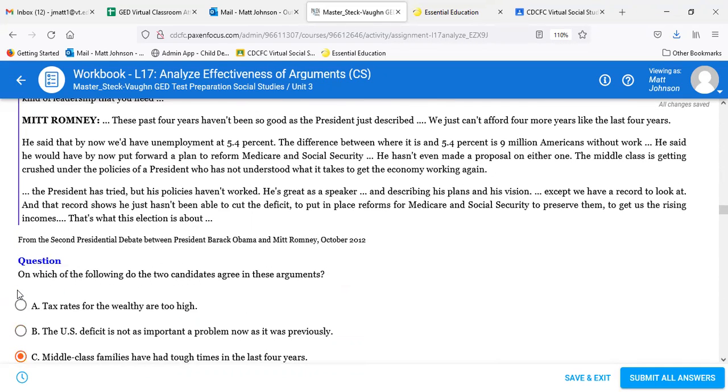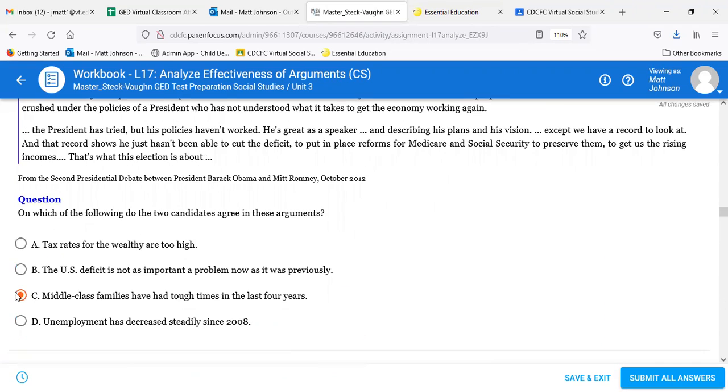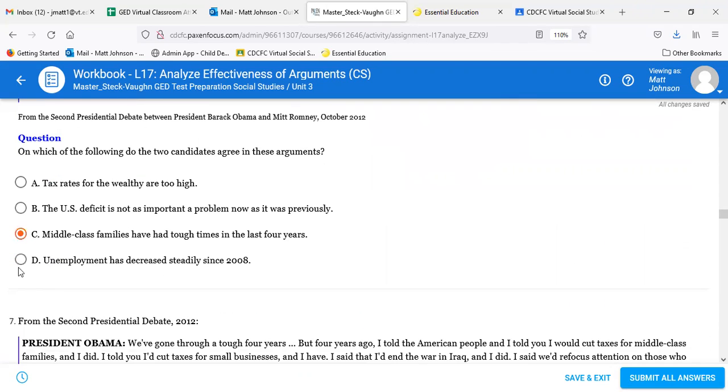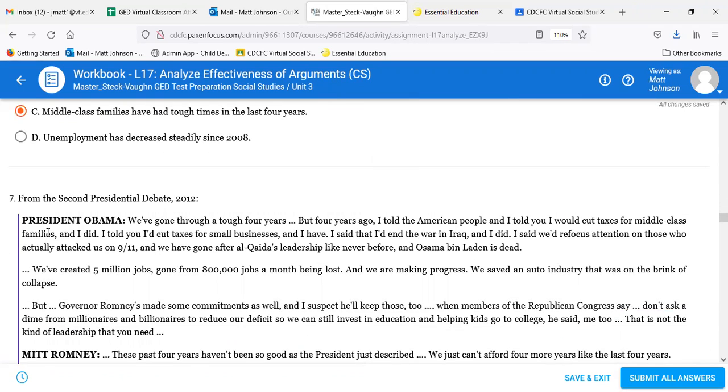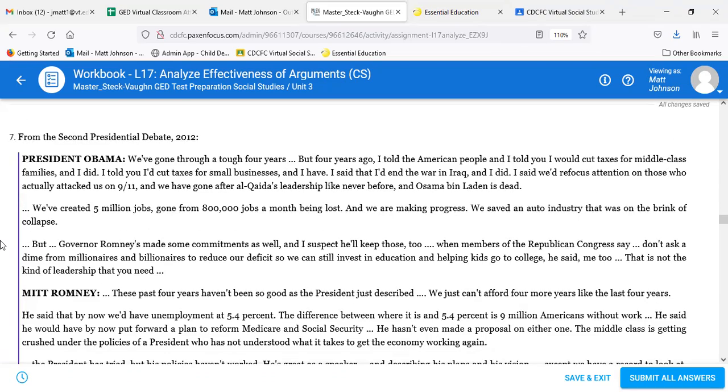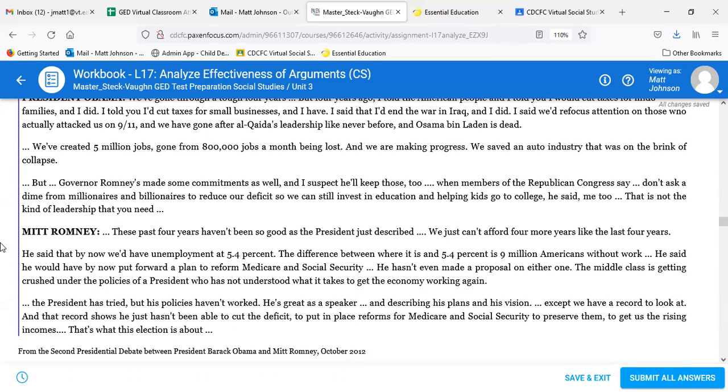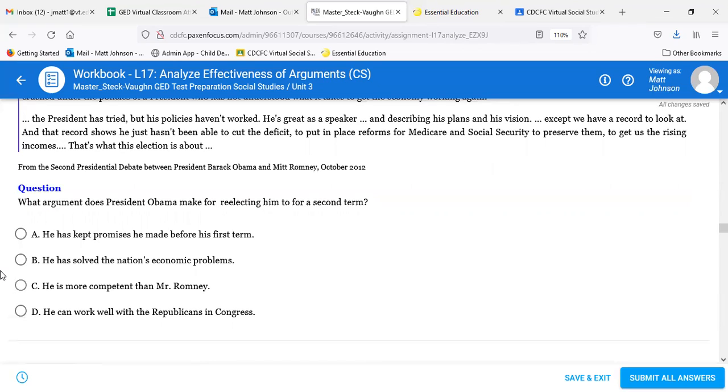Okay, so that was 6C. So both were relating this to middle-class families. And 7, we'll go back to Etta. If you could read question 7 for us. Okay. Question 7. What argument does President Obama make for re-electing him for a second term?